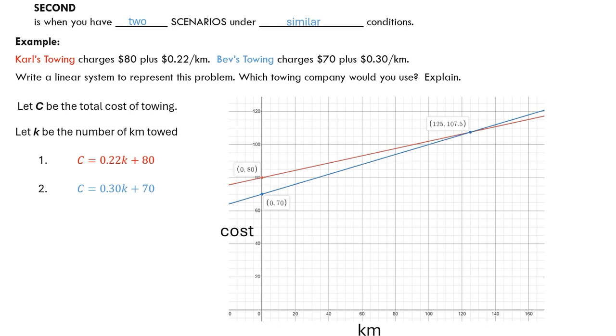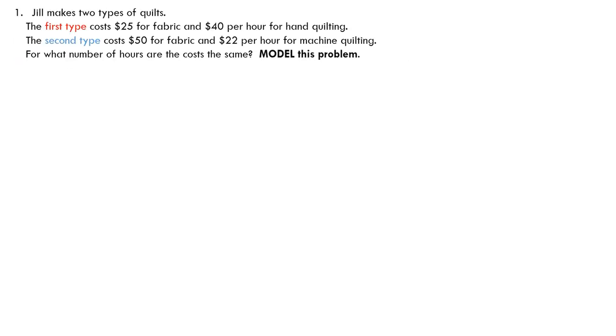If a car had to be towed less than 125 kilometers, it would cost less to use Bev's towing. At the 125 kilometer mark, both towing companies would charge the same total cost. Anything further than 125 kilometers would make Carl's towing the cheaper option. This question is another example of two scenarios under similar conditions.